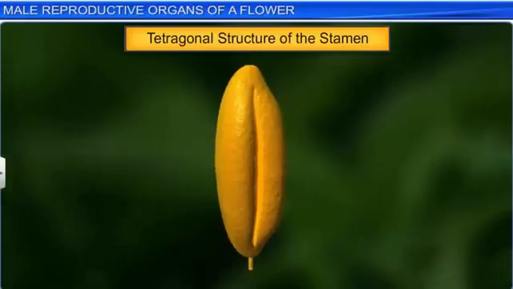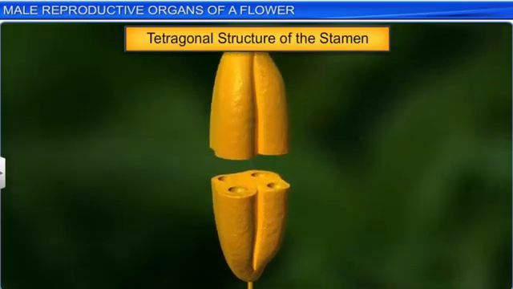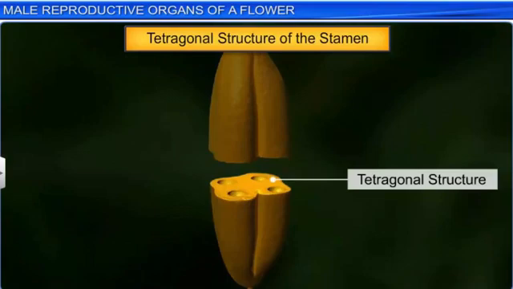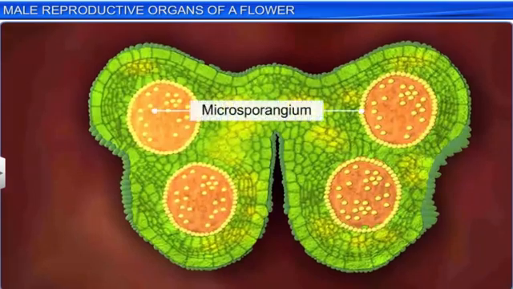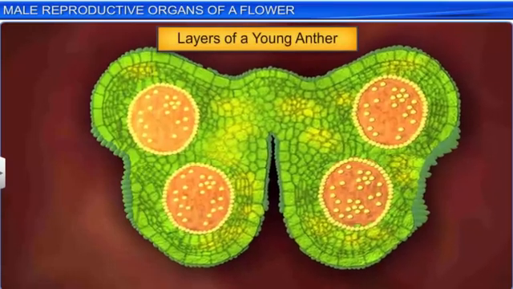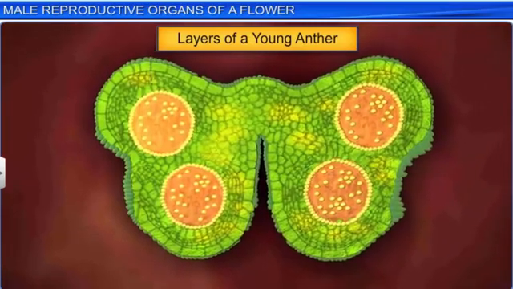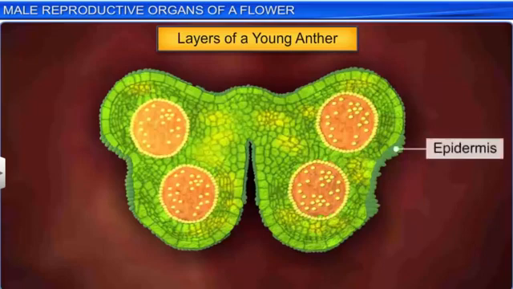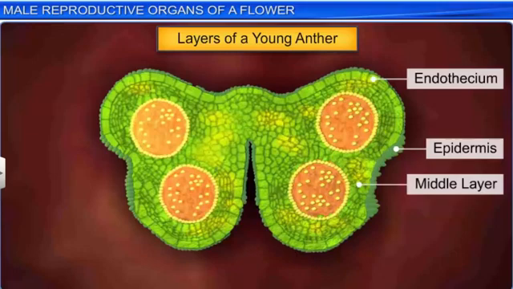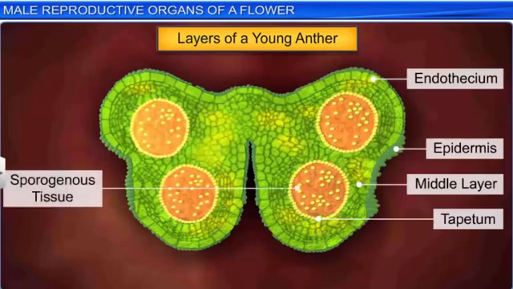The transverse section of the anther reveals that its lobes form a four-sided or a tetragonal structure. In the corner of each lobe is the microsporangium, a sac-like structure which is nearly circular in outline. In a young anther, the microsporangium is surrounded by a multi-layered wall consisting of the epidermis, endothecium, middle layers, and the tapetum, the innermost layer, while the center is occupied by sporogenous tissue.